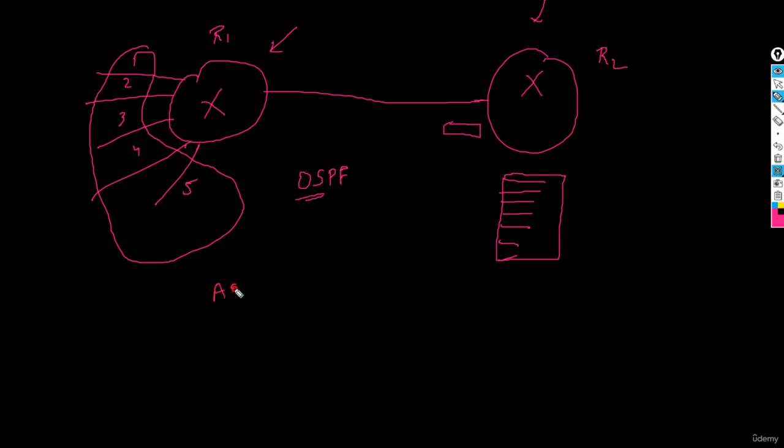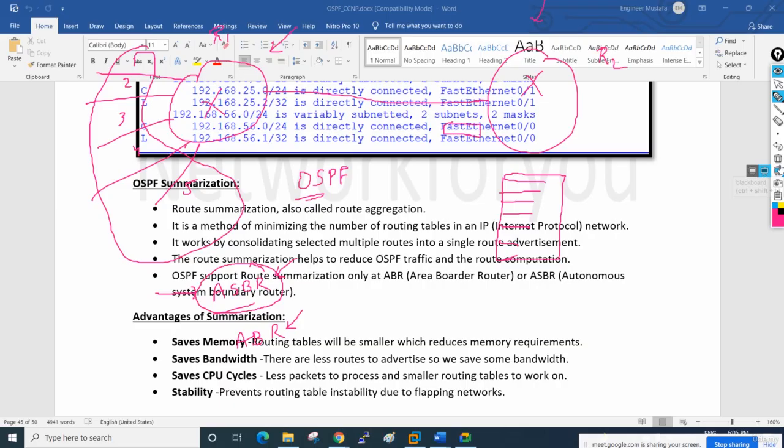One is the ASBR, wherever we have the ASBR router, or the area border router. Only on these routers can we perform the summarization. So this is an important point. In an interview you will get this question: if you want to do summarization in OSPF, on which router will you do it? You need to say that in OSPF we can do the summarization only on two routers, the ASBR or the ABR.